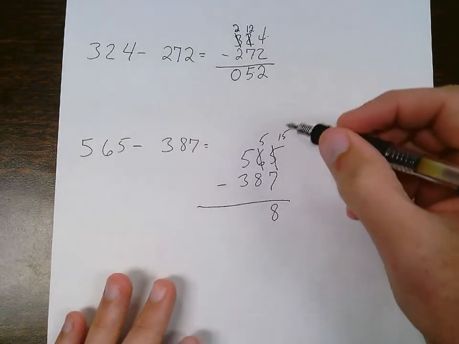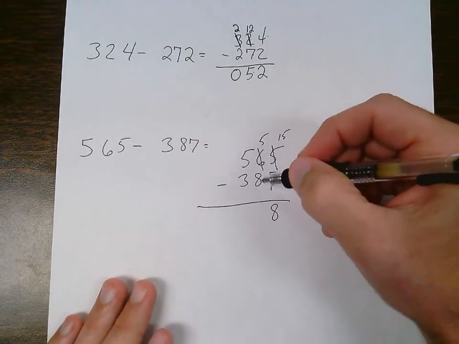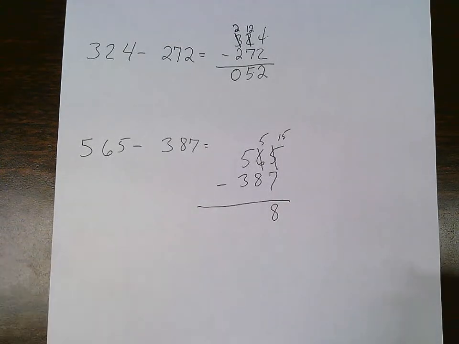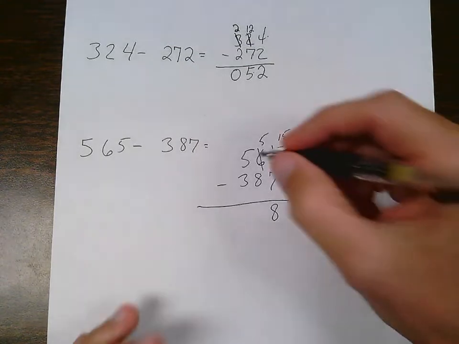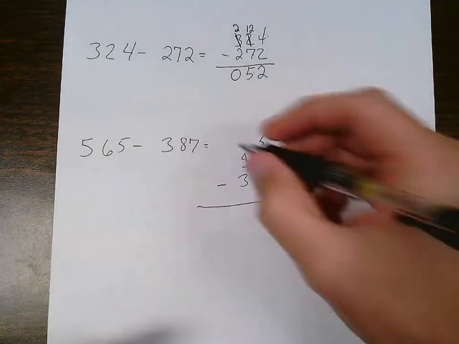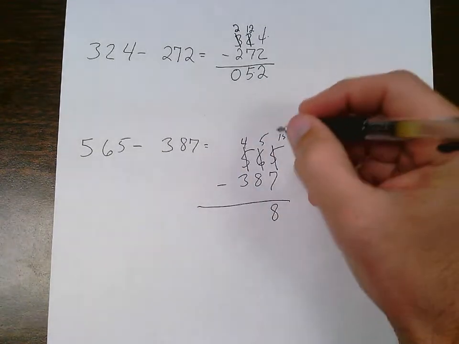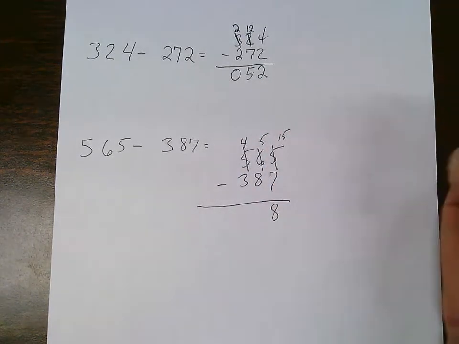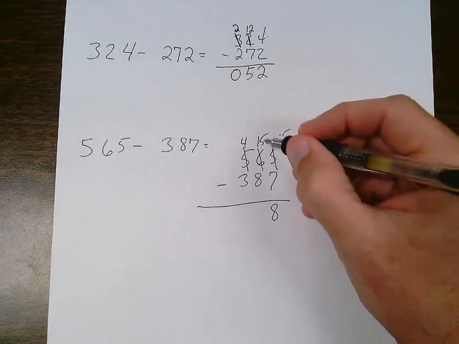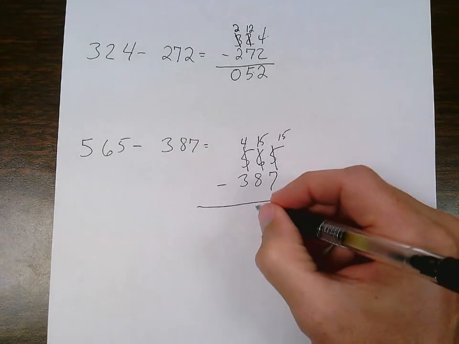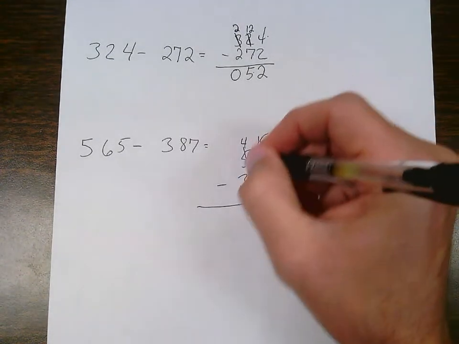Then now I move over to this column. Now I ask myself the question, can I do it? 5 minus 8, I can't do it. So I need to go to my neighbor and borrow one package that's worth 10 cookies. Now the easiest way to add these 10 cookies onto this 5 that's already there is just put a 1. So now I have 15 cookies in this middle column. 15 minus 8 I can now do. 15 minus 8 is 7. 4 minus 3 is 1.